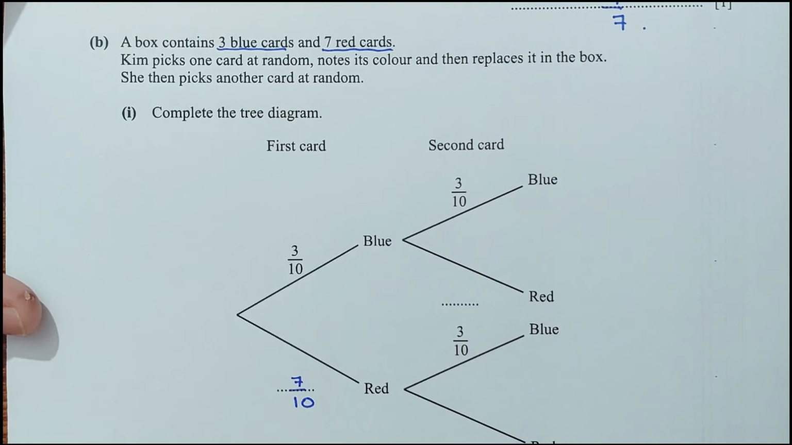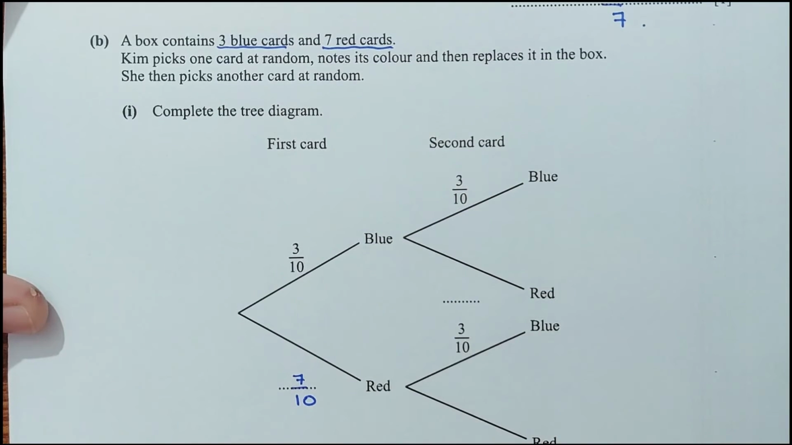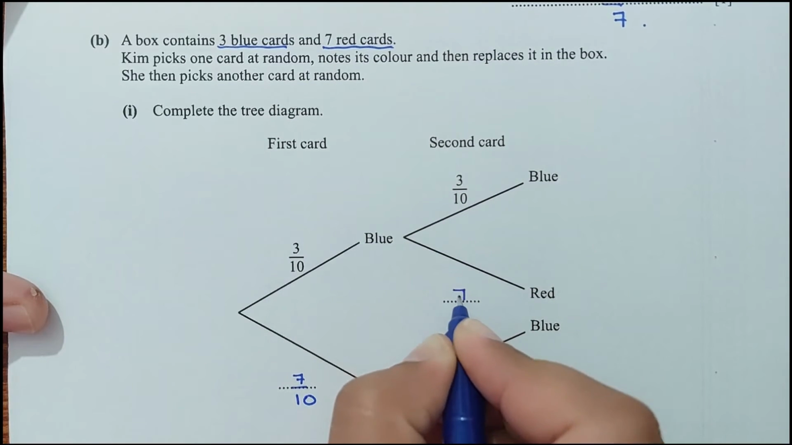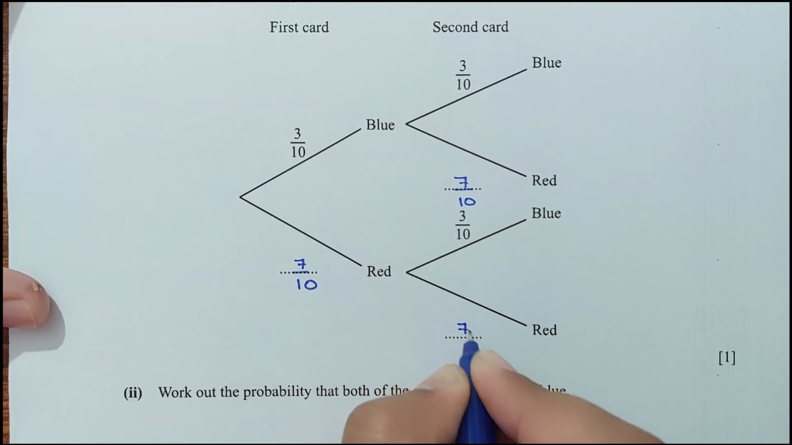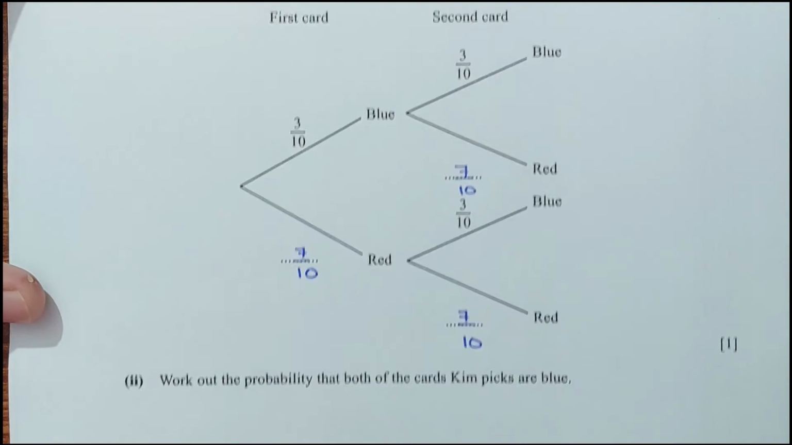Right? Okay, and we have blue is 3 out of 10, red are 7 out of 10. The blue is again 3 out of 10 and red is 7 out of 10 because it is with replacement. He put it back, right?